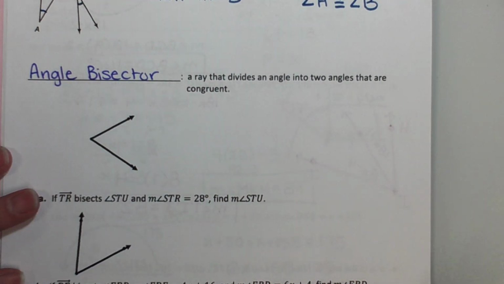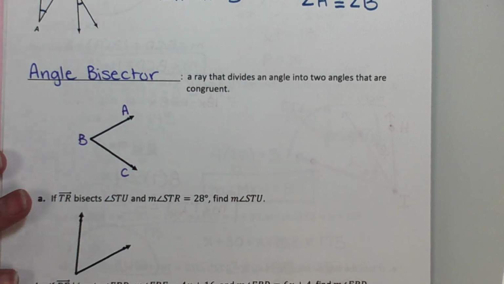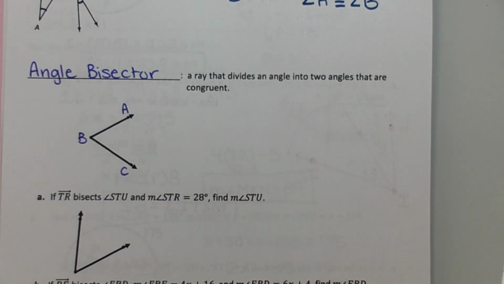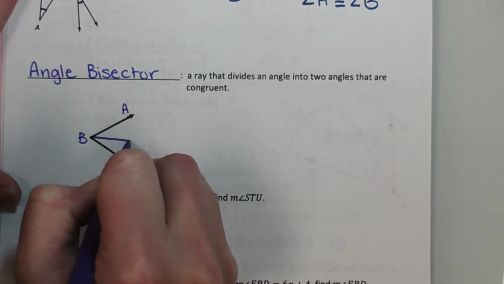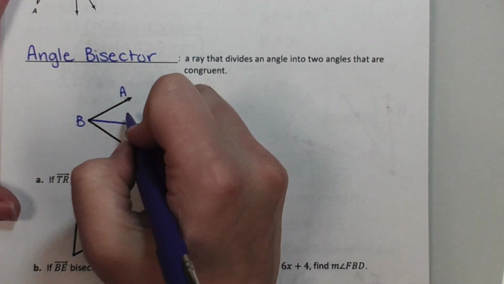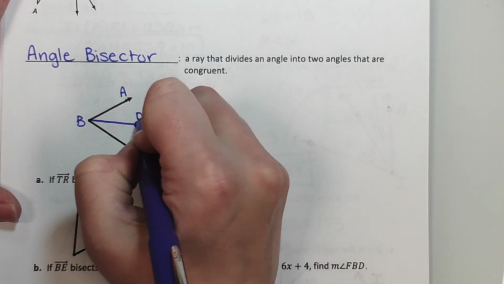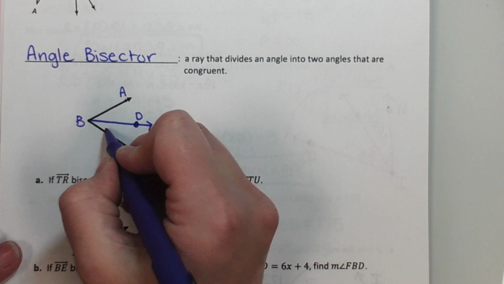So let's say I've got this angle right here. I'm going to name it angle ABC. A bisector would be a ray, is the traditional, but it could be a segment, it could be a line, but it has to go smack dab through the middle of the interior of that angle. I'm going to put point D on that ray, and when you do this, it creates these two angles that are congruent.